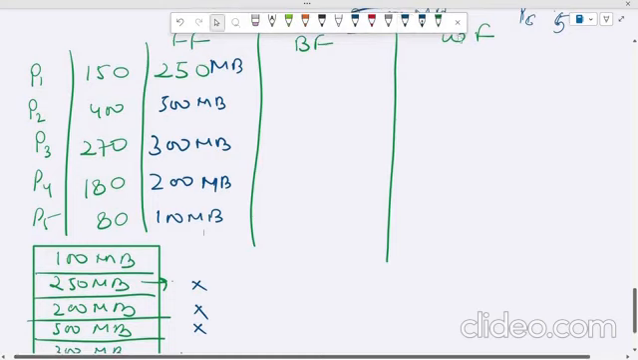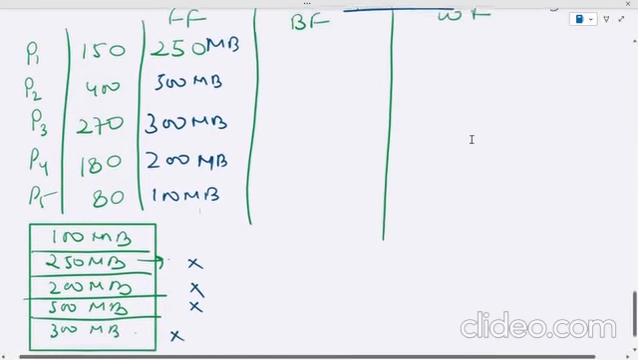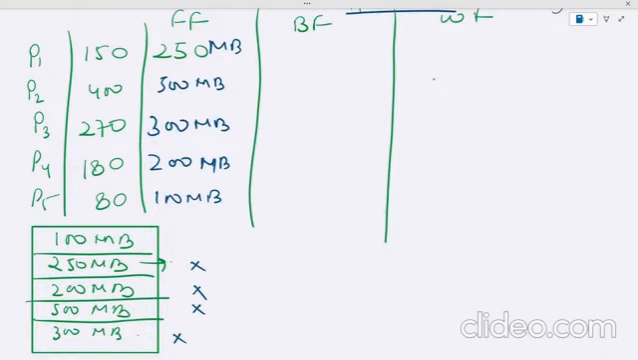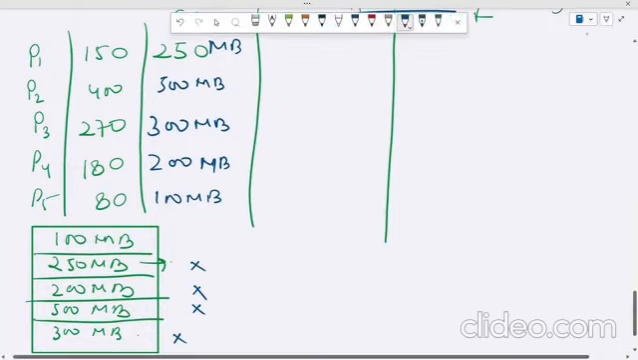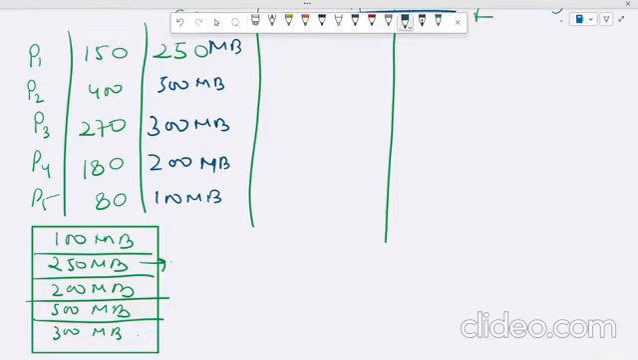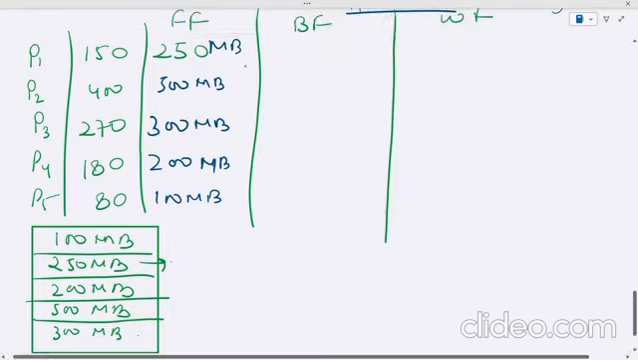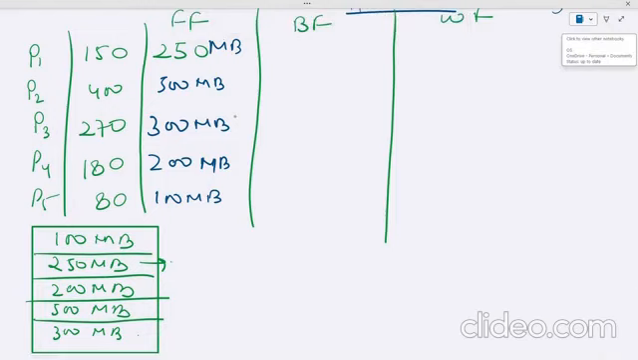Now we are moving towards the best fit. What does best fit say? So now we remove this, and start again from the start. Best fit means the process goes where there is less internal fragmentation. We add the process to that particular memory block where less internal fragmentation occurs.